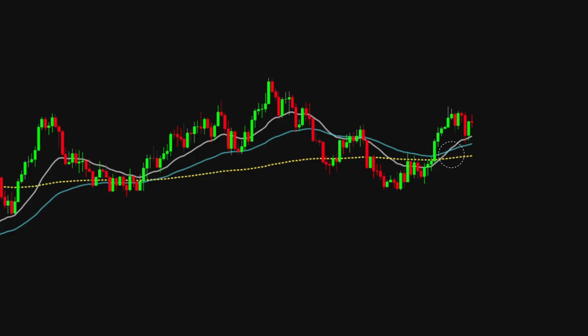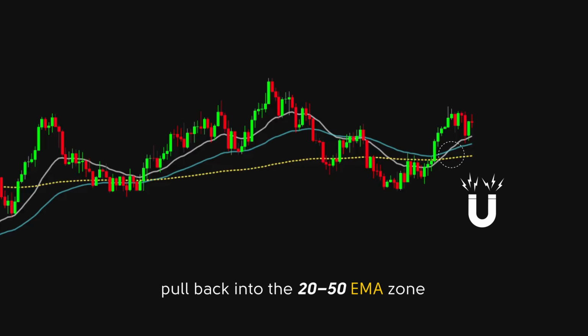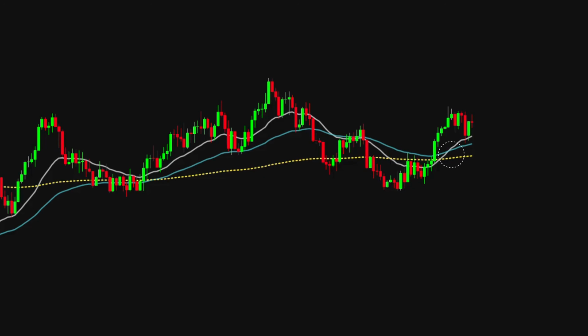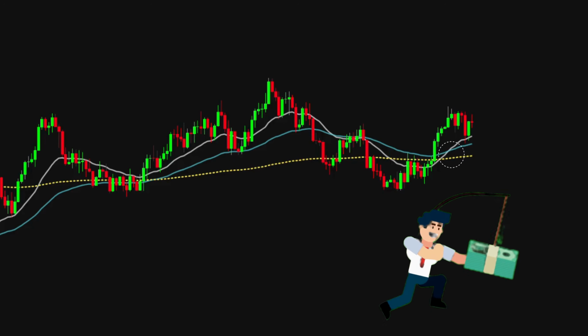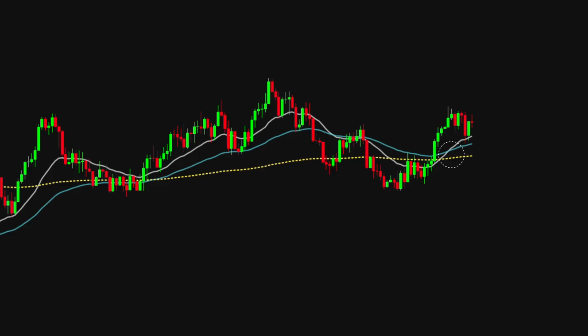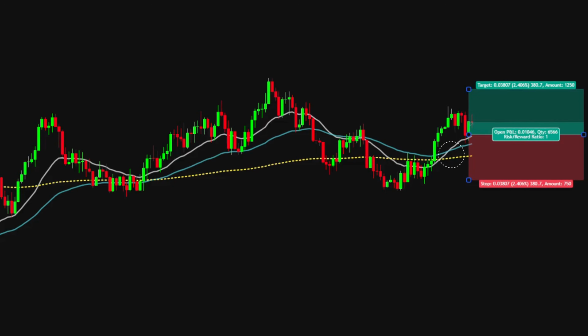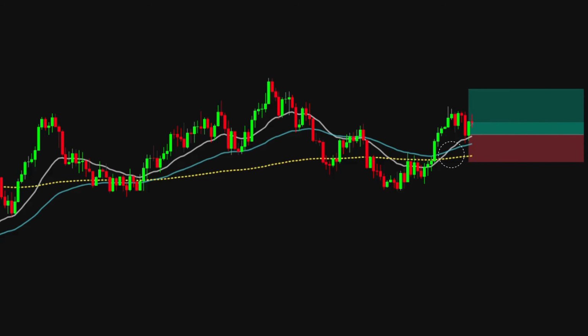You wait for price to either pull back into the 20 to 50 EMA zone or compress slightly after the crossover, showing that aggressive buyers are defending their positions rather than exiting. This is where most traders get emotional and chase candles. You don't. You enter only when price respects the EMAs and then expands again, confirming continuation. Your stop loss is placed beyond the most recent swing low, where the idea is clearly invalidated, and your targets are set at obvious liquidity highs, letting the market pay you for staying aligned with momentum.